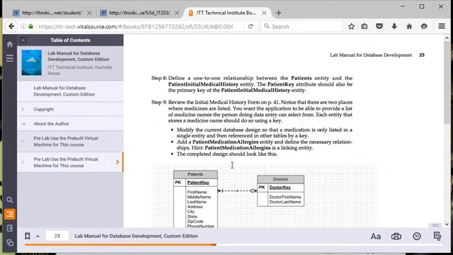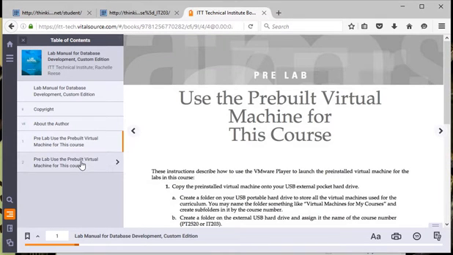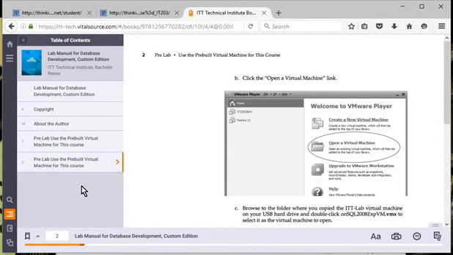So this is the ebook, and I encourage you to use the ebook. It's actually a little bit easier to use the ebook for these labs. I know most people don't like the ebooks, but this one works pretty well. So there is a pre-lab, which is just how to set up your virtual machine, but I have a YouTube video that walks through that.